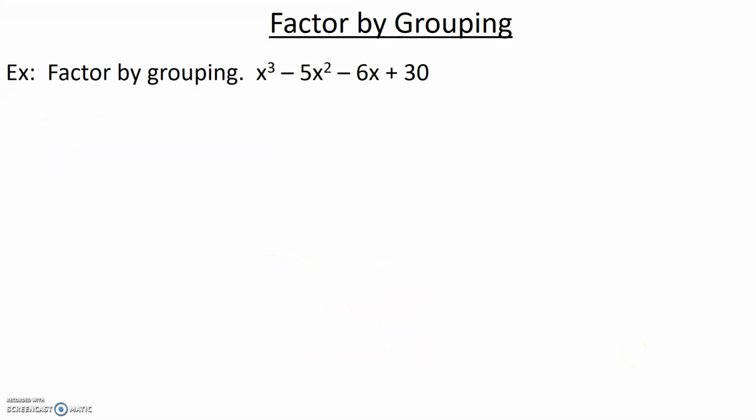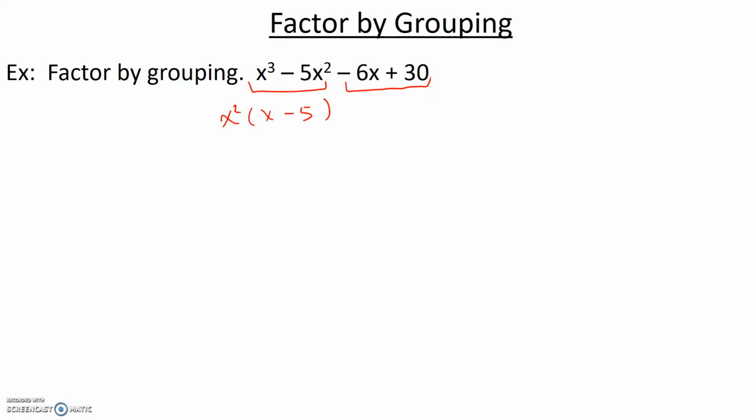Here's another example, factor by grouping. Let's make two groups. The first group will be x cubed minus 5x squared. The second group would be negative 6x plus 30. So with x cubed minus 5x squared, the greatest common factor is x squared. If I factor that out, x cubed divided by x squared is x, negative 5x squared divided by x squared is negative 5.